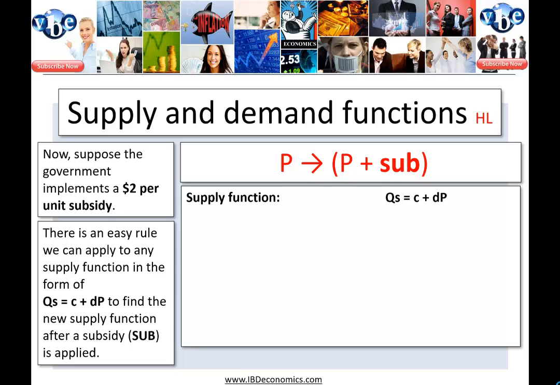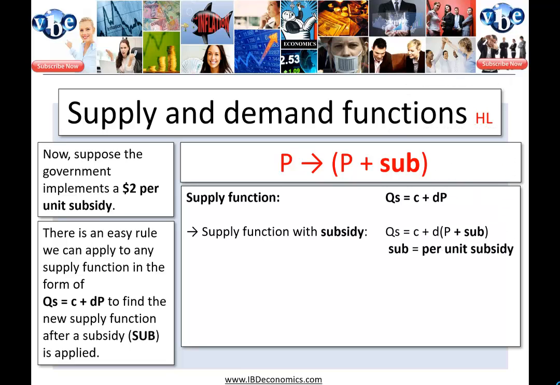Let's have a look. Here goes our supply function, the standard form, which any supply function is based around. Now with the subsidy, our supply function becomes QS equals C plus D multiplied, instead of just by P this time, by P plus the subsidy. Sub equals per unit subsidy.